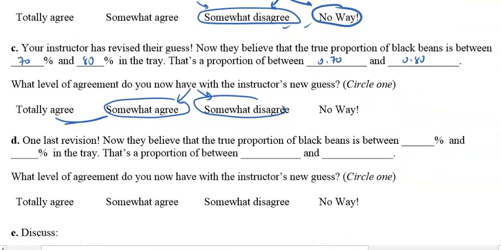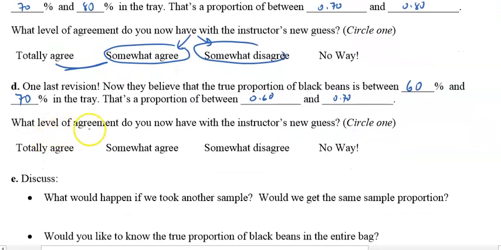One last revision. Now they believe that the true proportion of beans is roughly between 60% and 70%. So the proportion is between 0.60 and 0.70. What level of agreement do you have with the instructor's new guess? Since they're doing an accurate count, probably you're going to be here or here.